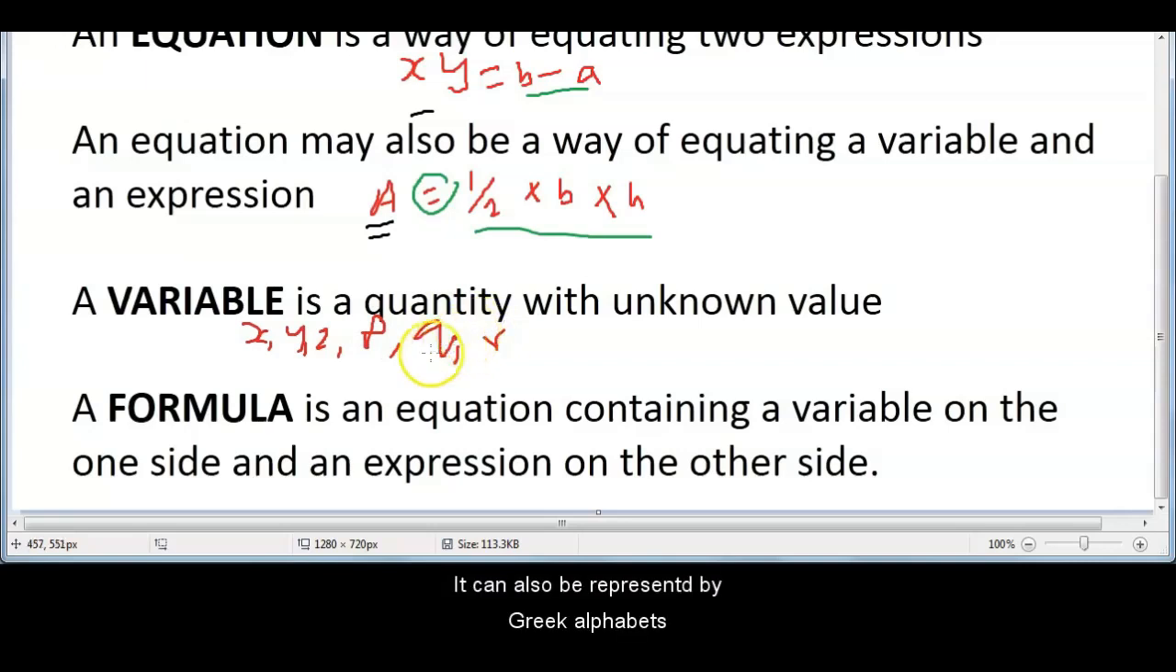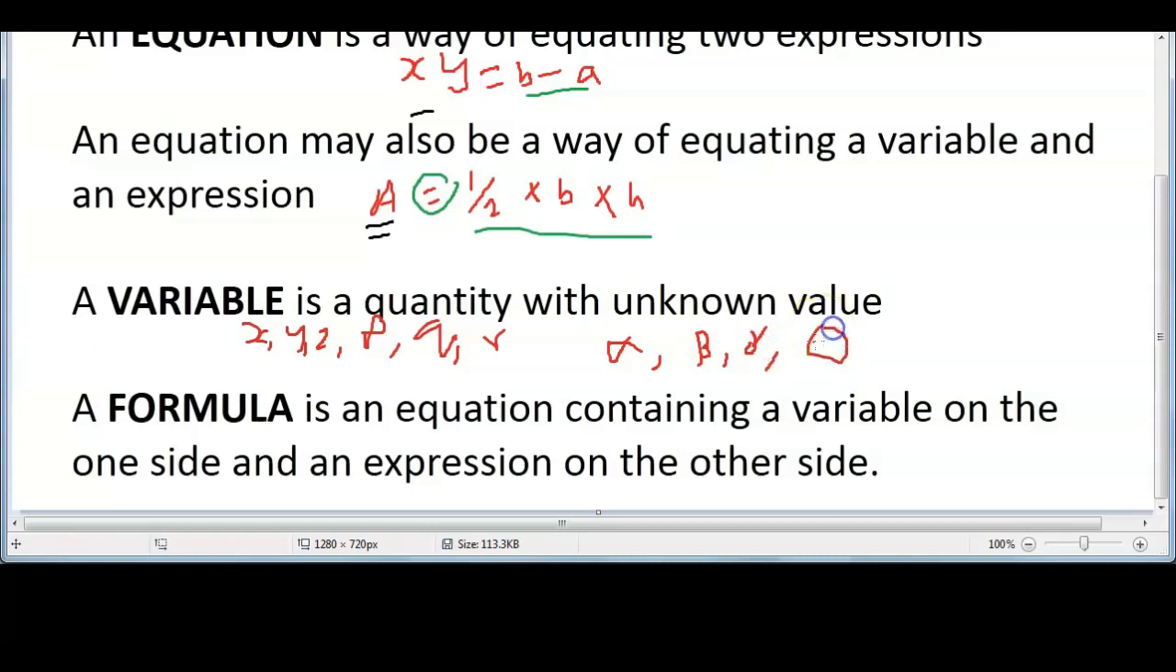They may also be represented by Greek alphabets or symbols: alpha, beta, gamma, theta, and so on.